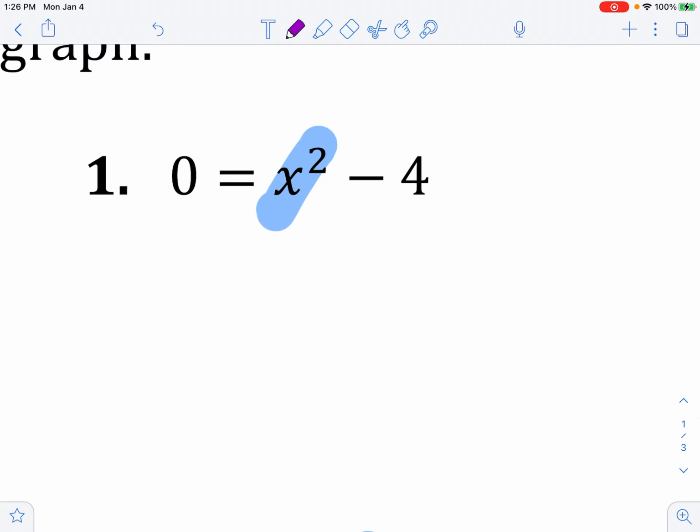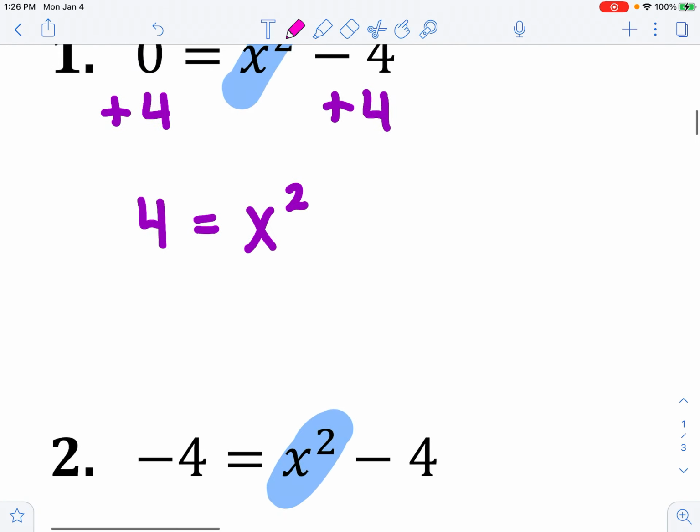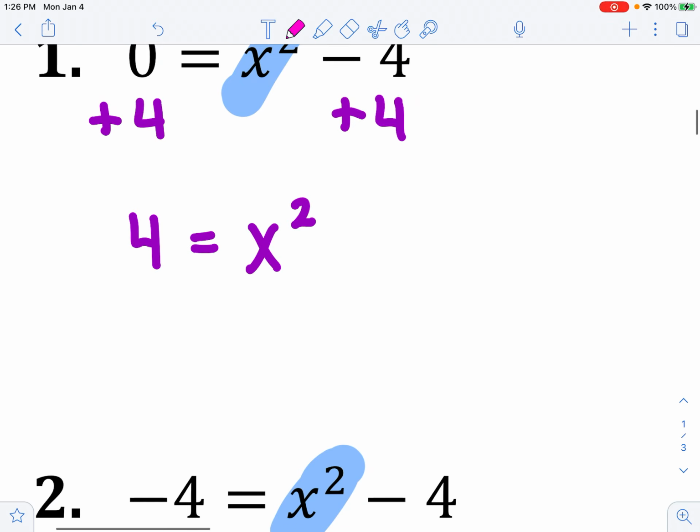So in order to solve by square rooting, we have to isolate the x squared. So I need to get x squared by itself. So I'm going to add 4 to both sides. I have 4 equals x squared. And now I'm going to square root to solve, okay? So before I square root to solve, I want you to think about this. This is saying I'm thinking of a number, and I square it, and I get 4. What number am I thinking of?